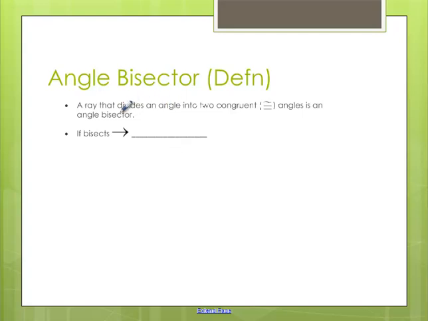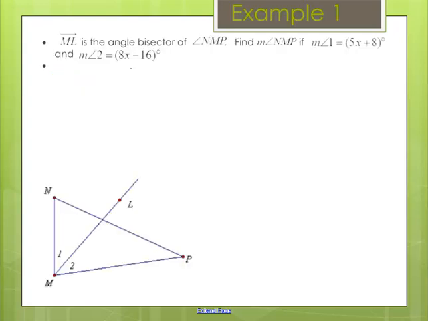Alright, so you've done this before. If it's an angle bisector, then two congruent angles. And that should not be new, that's review, but we're using it in a different way today. So take a look at this triangle. We have ML here, this line through the middle is an angle bisector of angle NMP. Since it's a bisector of angle NMP, we know angle 1 is congruent to angle 2.